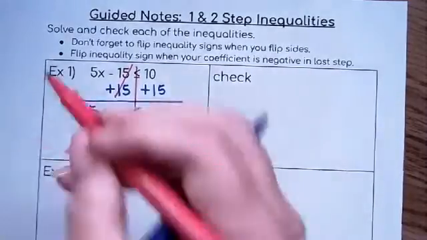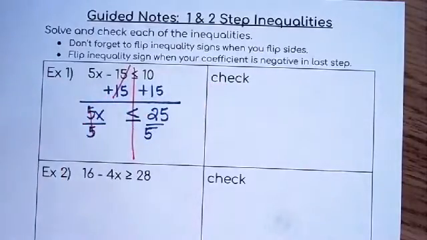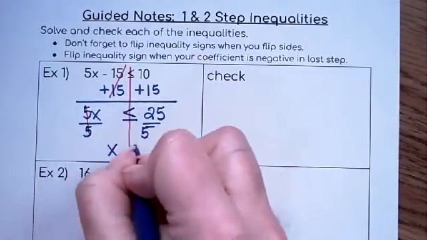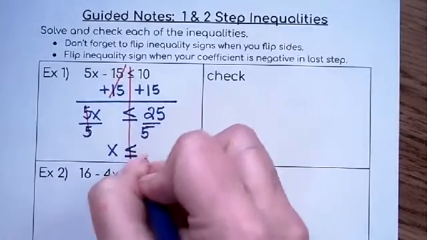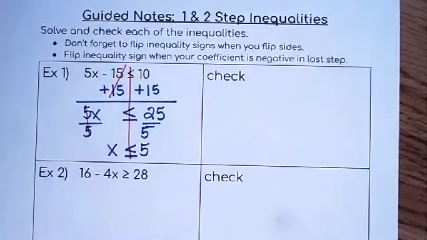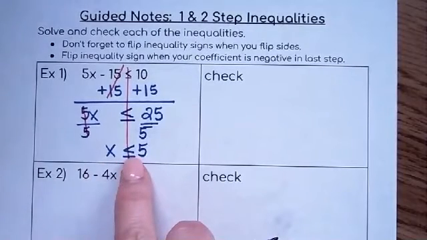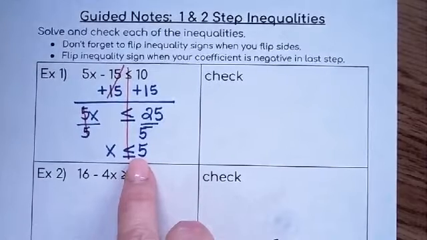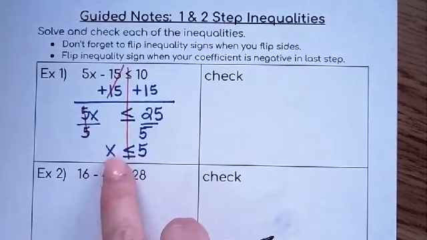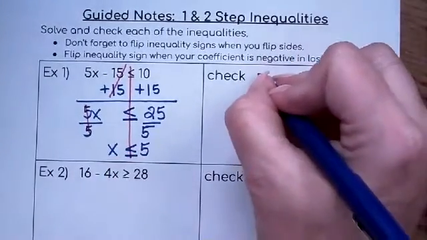Okay, well, we know 5 over 5 are going to cancel each other out. And I've got x less than or equal to 25 divided by 5, which is 5. Okay, now I think that is my answer. But I'm going to check it just to make sure I'm good. To check it, I'm going to pick a number that is smaller than 5. Now I'm going to pick a number that is easy peasy to work with. The easiest number to work with in math is 0.